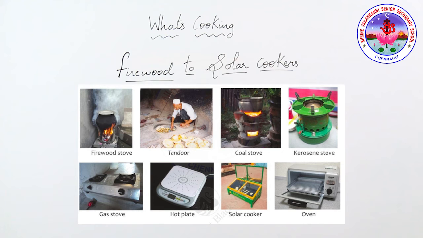In the beginning, food was cooked on a wood fire. Then people discovered new ways of cooking. For example, coal was burnt in a chula or a stove and the food was cooked on it. Then people started using kerosene stoves, then gas burners and then electric hot plates. And nowadays, people have started cooking in microwave ovens and solar cookers.